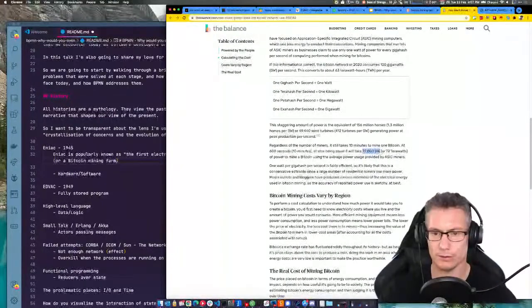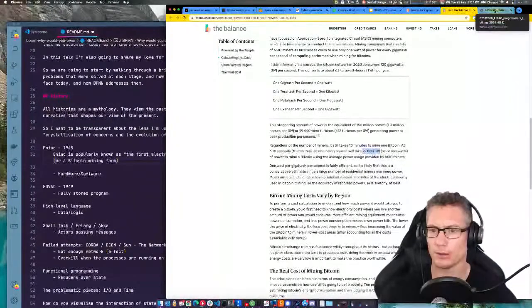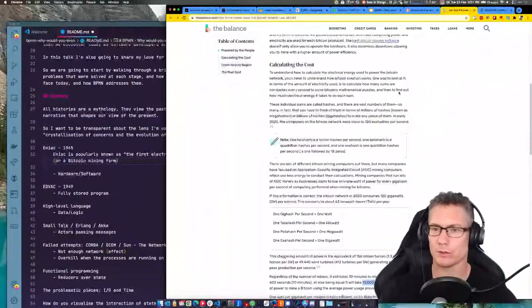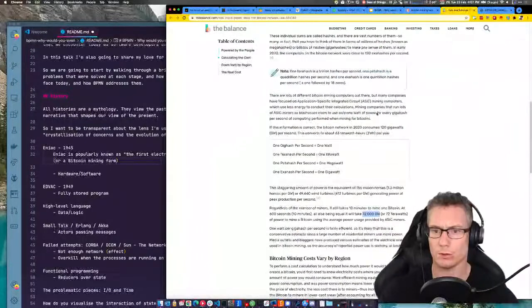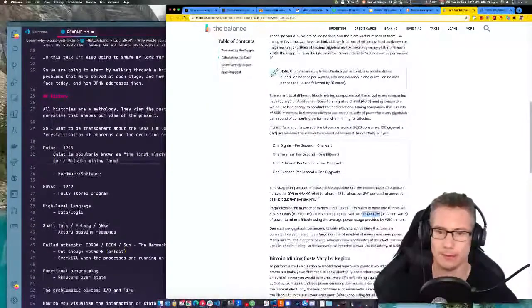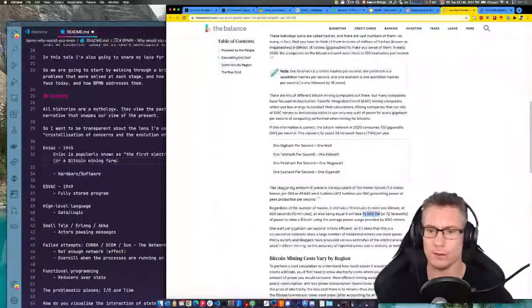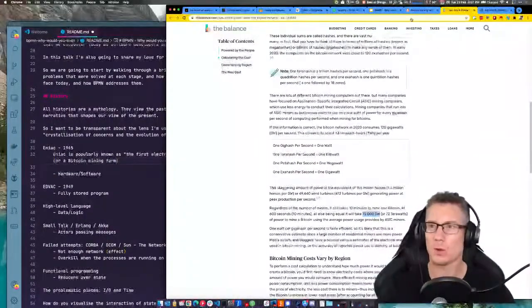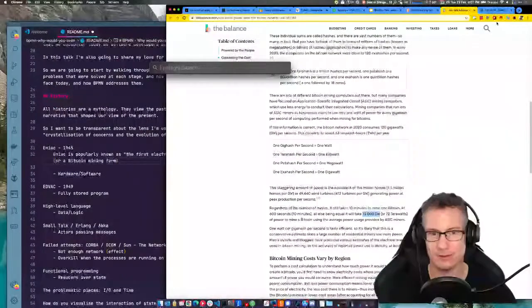Oh my goodness. 72,000 gigawatts to mine a Bitcoin. That's like 2 orders of magnitude above a kilowatt. Okay, so this will be interesting. 72,000 gigawatts. Start the calculator.